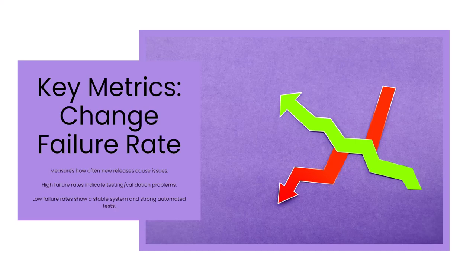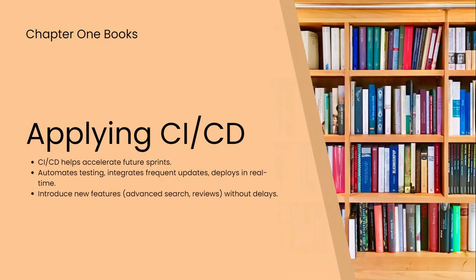Now, how does all of this apply to Chapter 1 books? Well, it's not just about Chapter 1. It's about how Illyrios Digital Solutions operates with any project. Illyrios is built to handle rapid development cycles for multiple clients, and CI/CD is the core of how they do it. Whether it's the Chapter 1 books project or any other work, Illyrios uses CI/CD to drive continuous progress.